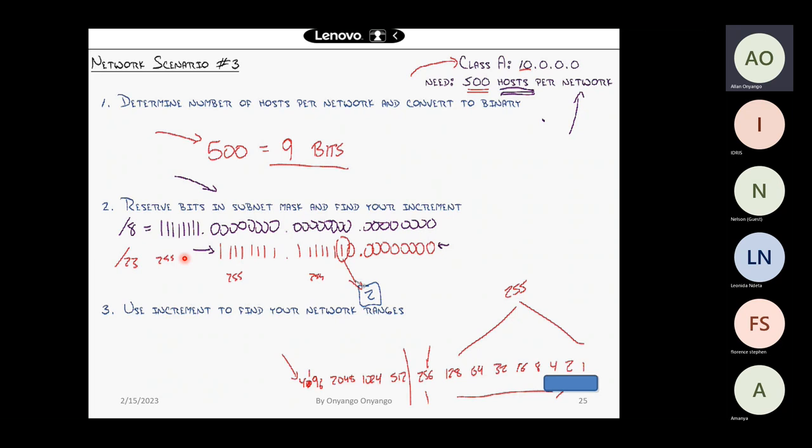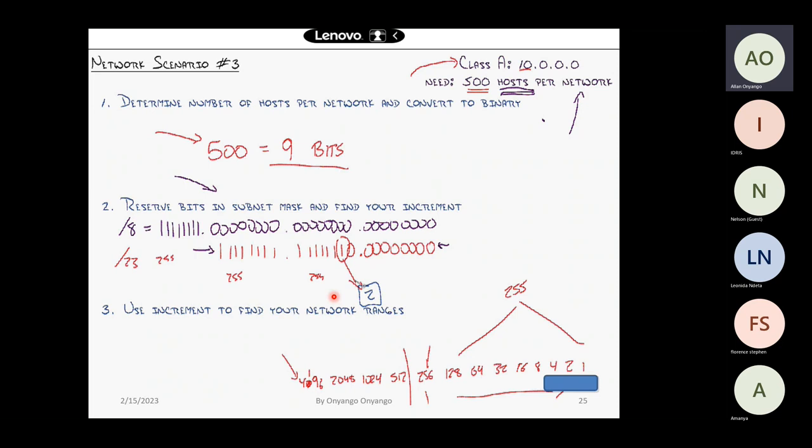When you convert everything else to ones, we have a new subnet mask, which will be 255.255.254.0, because we have this one. So 128 plus 64 is 192, plus 32 is 224, plus 16 is 240, plus 8 is 248, plus 4 is 252, plus 2 is 254. So 255.255.254.0, which is /23. And the last 1 bit here is going to be our increment, which is 2, found on the third octet.